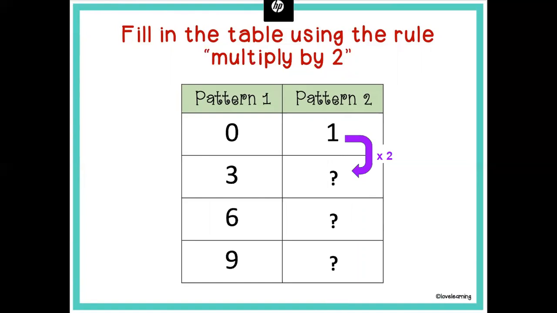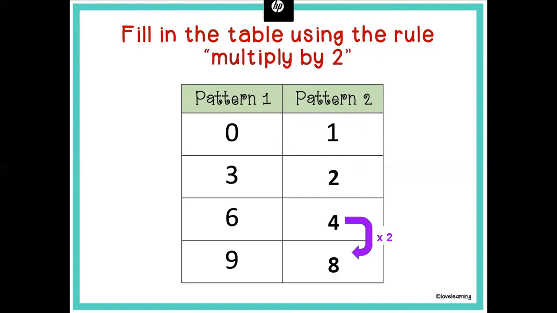See here that we're filling in a table. You could probably guess what we're going to do. Yep, eventually we're going to graph this table. So pattern 2 is a multiply by 2. So I need to take my starting number here and multiply it by 2. Okay, so 1 times 2 is 2. What's 2 times 2? 4. What's 4 times 2? 8.